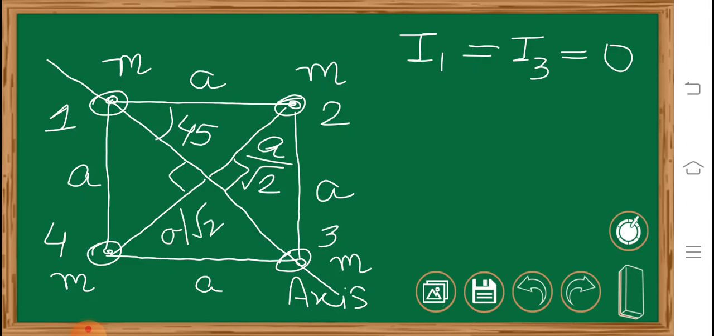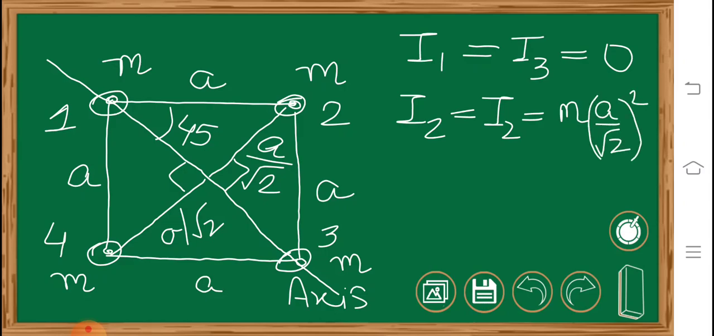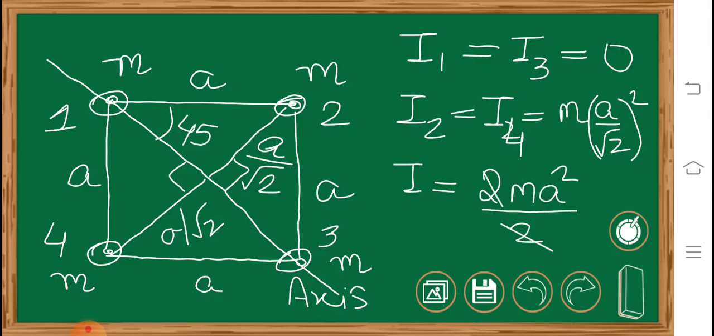So I2 and I4 both will be equal to m a upon root 2 square. So the total moment of inertia will be I1 plus I2 plus I3 plus I4, which means 2 into m a square by 2. So the moment of inertia will be m a square.